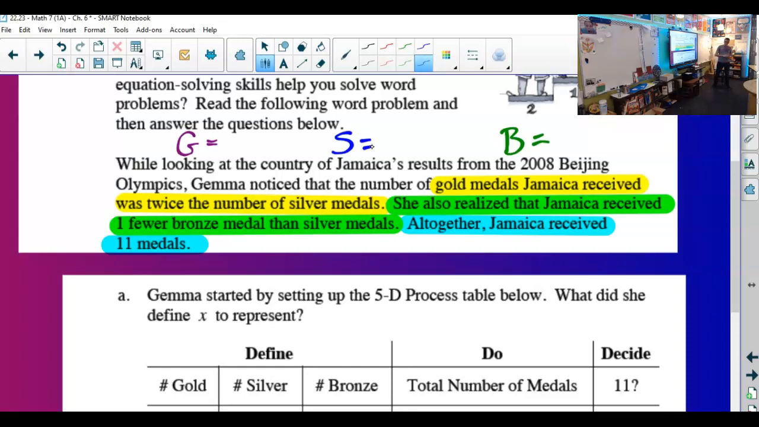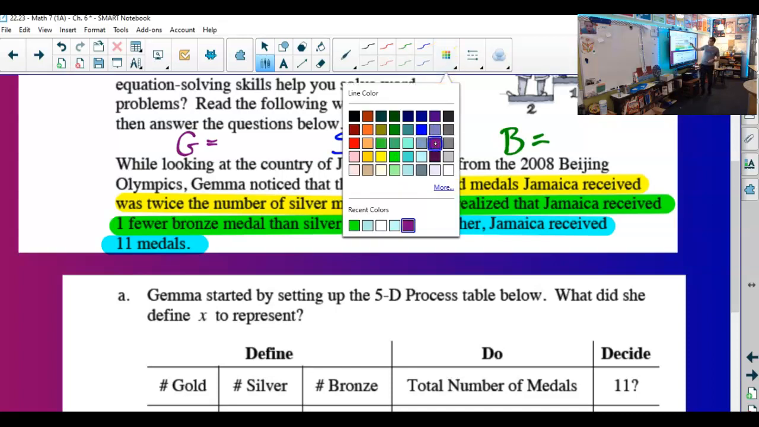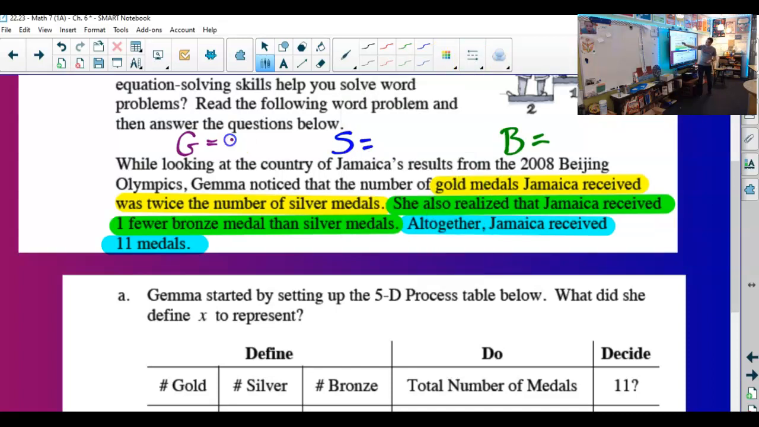Lakin, could you tell me what we could write for G equals? Can gold be twice the number of gold? Or is it twice the number of silver? So G should equal 2 times S. Yeah, so gold, guys, we should have 2 times S because it was double the amount of silver.